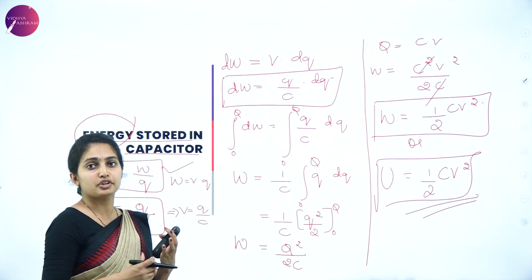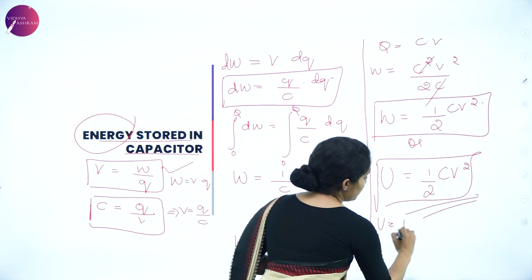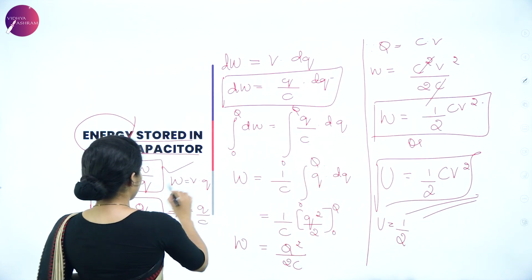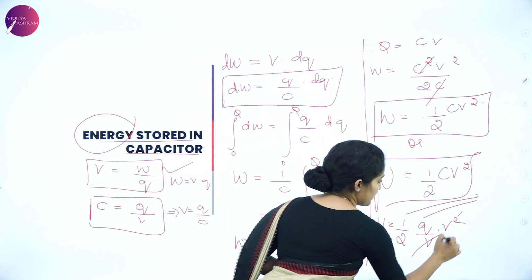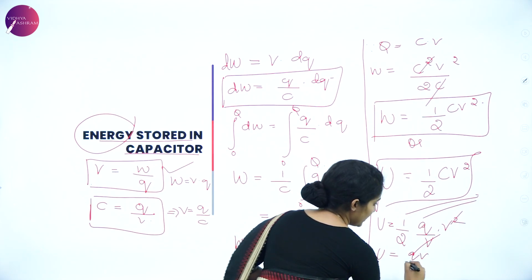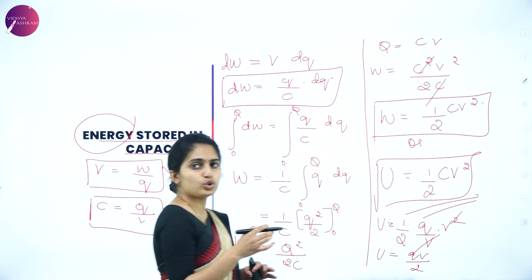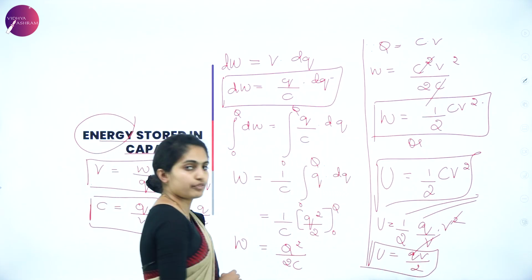Suppose you want to continue with numericals, then U is equal to half, and instead of C we can write Q by V into V square. This V cancels with one V, so you have Q V divided by 2, or half into QV. This is the other form of the equation for your reference.